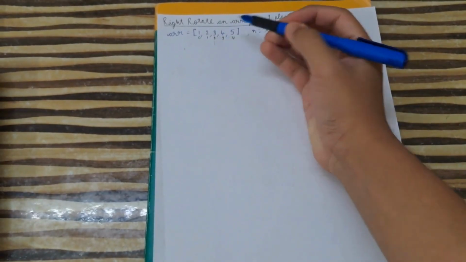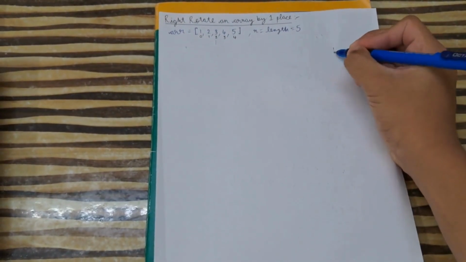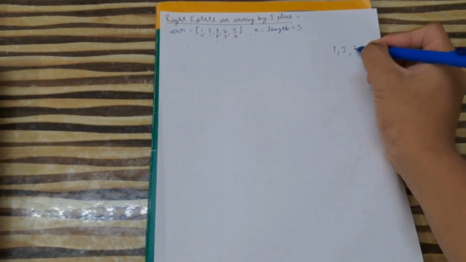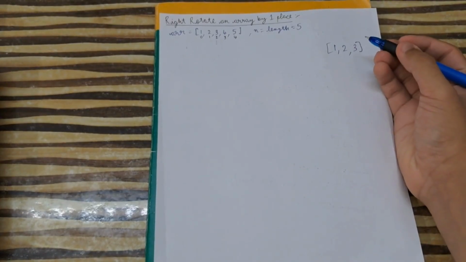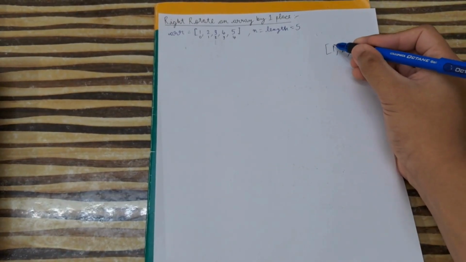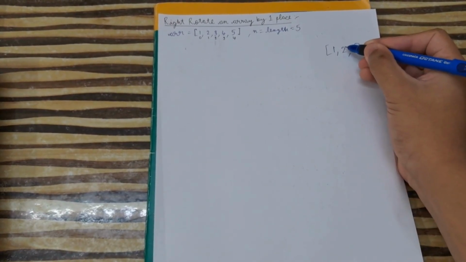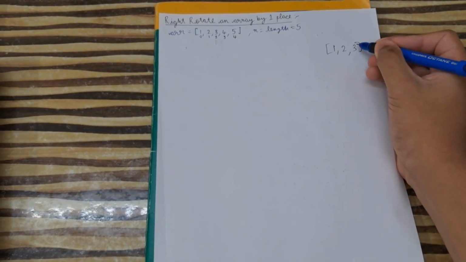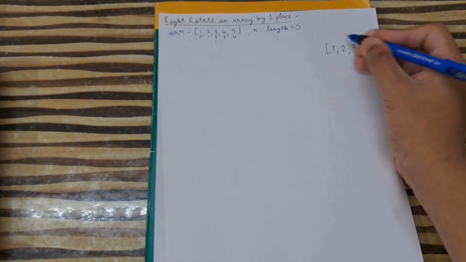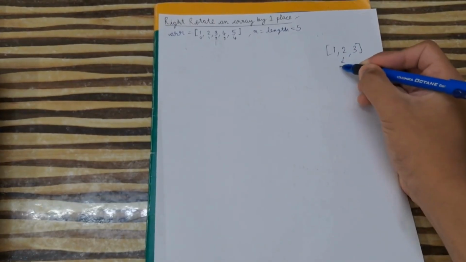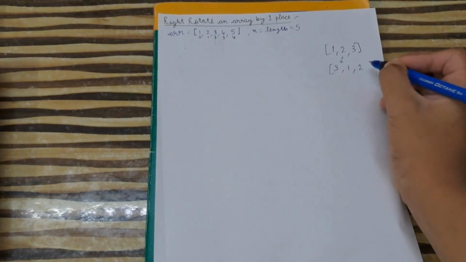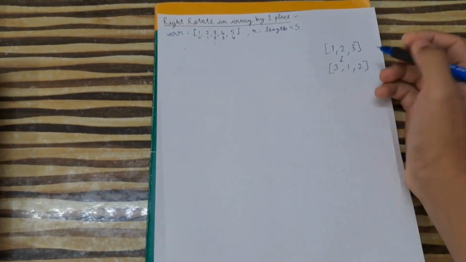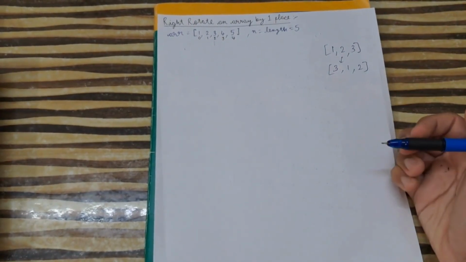So imagine this array first, 1, 2, 3. If we want to right rotate this array by one place, it would mean that this 1 would come here, this 2 would come here, and this 3, as nothing is on the right of 3, would come to the beginning. So it would look something like this: 3, 1, 2. So this is right rotation by one place. Every element shifts to the right by one place.